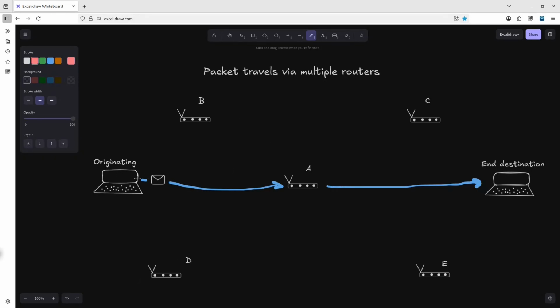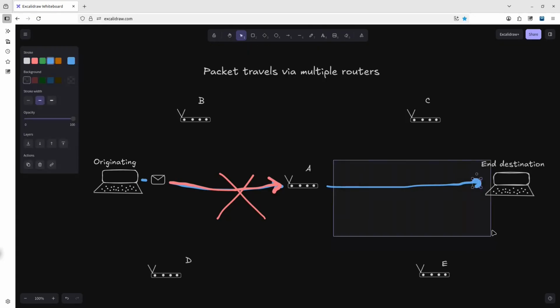Let's say a packet is emerging from the originating computer, and it's going through A, but what if there is a network issue or some problem with it? So if it does not go, then what? It does not mean that all network travel will stop, because if that was the case, a lot of failures would happen, and we cannot afford to have failures, especially during production environment or any working environment.